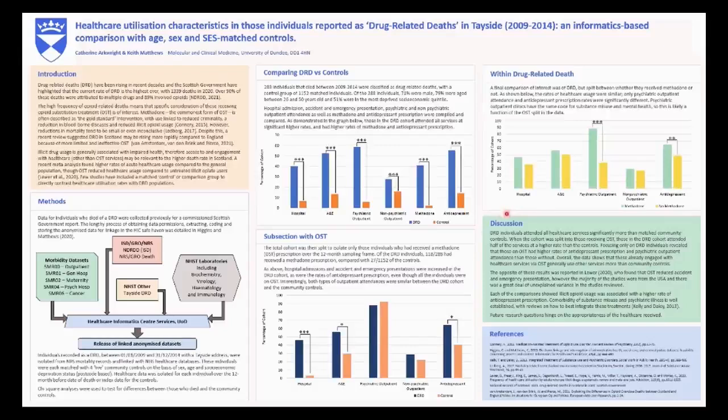So overall, our data confirm previous expectations that individuals that die a drug-related death are associated with emergency healthcare at higher rates than community controls, but it also highlights that there is a general pattern of higher engagement with healthcare services, and particularly a high rate of antidepressant prescription, which here we use as a proxy for psychiatric illness.